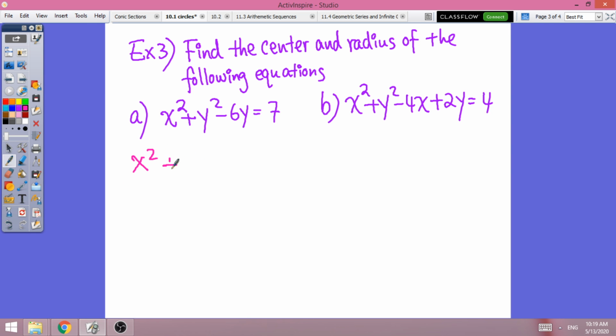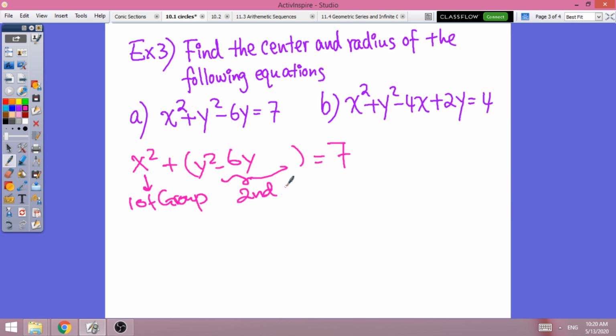So x squared, we just want to put it in the first group. So that's the first group. And then y squared minus 6y, that would be considered the second group. Okay, so that equals 7, the constant, we just isolate it. There's nothing right next to the x squared, so there's no need to complete the square for x squared. The only thing that we need to complete the square for is the second group.